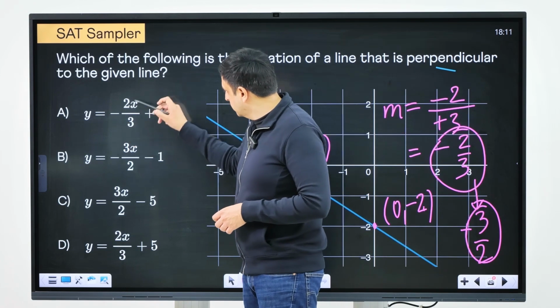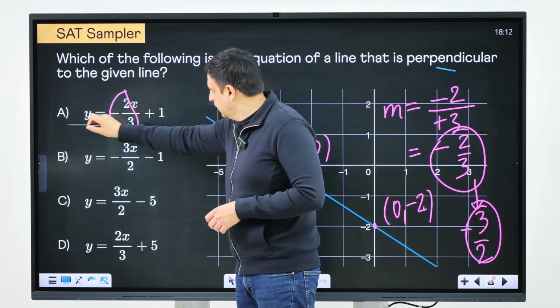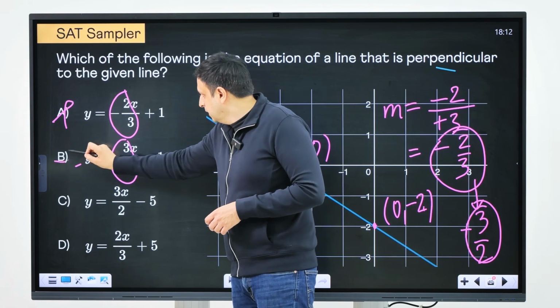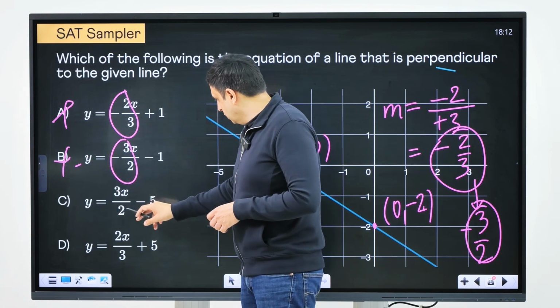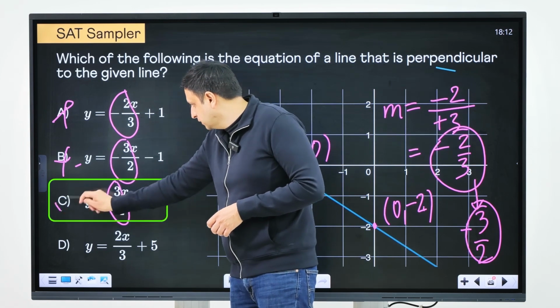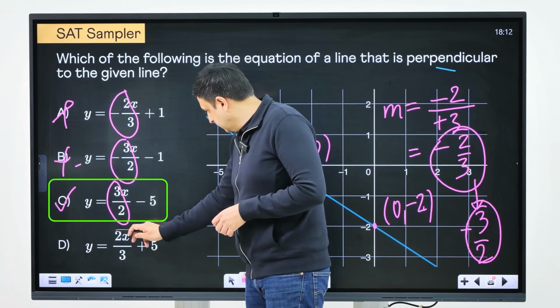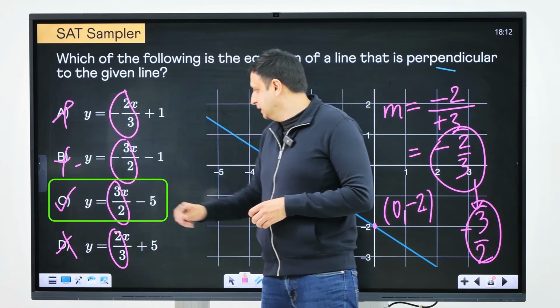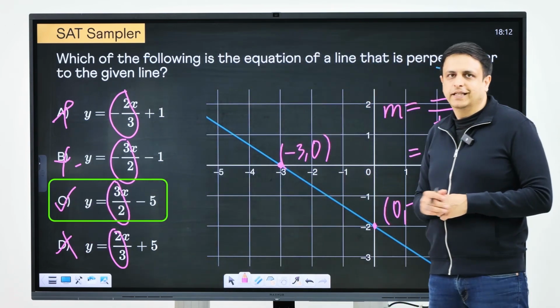This line here has a slope of negative 2 over 3, doesn't work. This one has negative 3 over 2, doesn't work again. What about this one? y is 3 over 2x minus 5. So yes, this indeed has a slope of 3 over 2. So this option is correct, and this one has a slope of 2 over 3, so this is incorrect. Therefore option C is the correct option in this case.